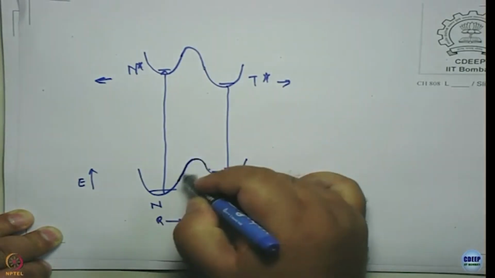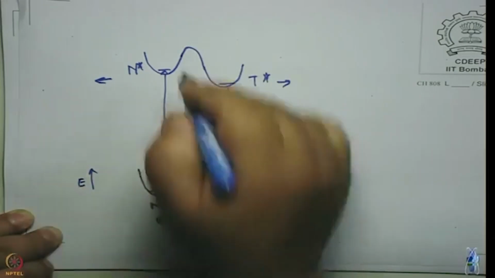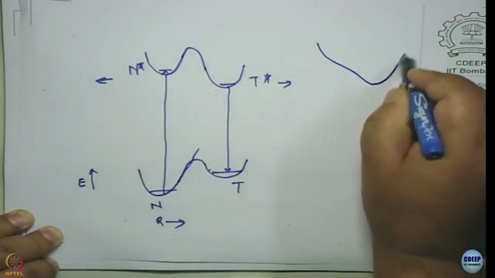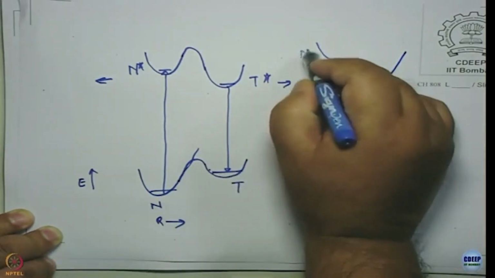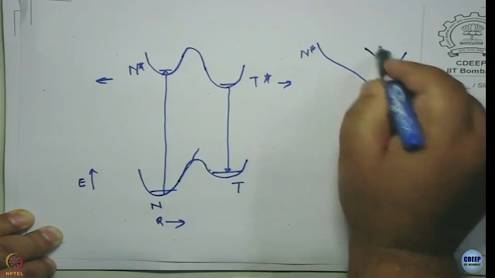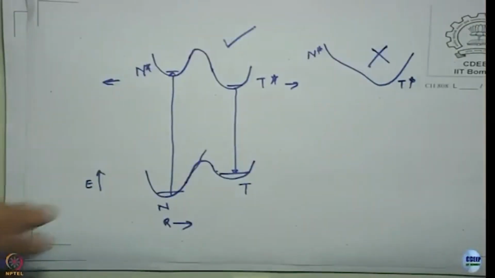How do you get the barriers? Because there is some curve crossing and mixing of these two. How do I know there is a barrier? Because I could have drawn a diagram like this. This is N star, this is T star. Why am I saying that this is not the case and this is the case? Because there is a temperature effect.